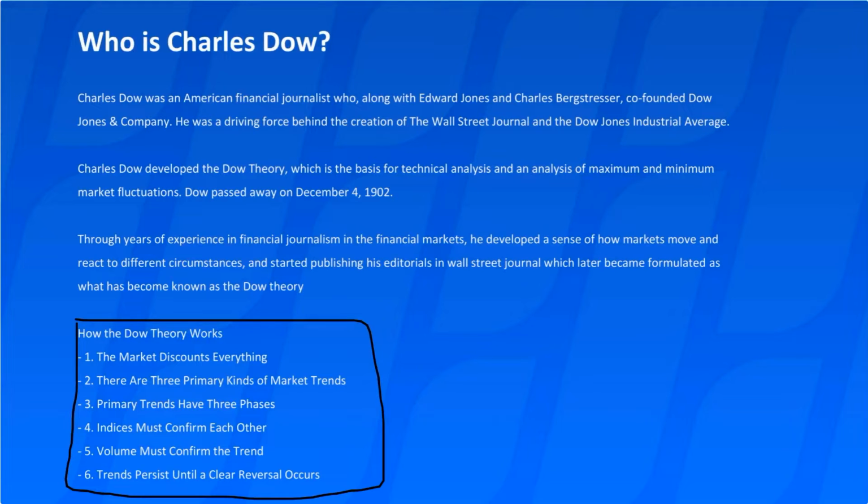For ages, we have been doing this for hundreds of years. Number 1, the market discounts everything. Number 2, there are 3 primary kinds of market trends. Number 3, primary trends have 3 phases. Number 4, indices must confirm each other. Number 5, volume must confirm the trend. And number 6, trends persist until a clear reversal occurs. We will explain this in more detail in the not the following slide, but the one after.